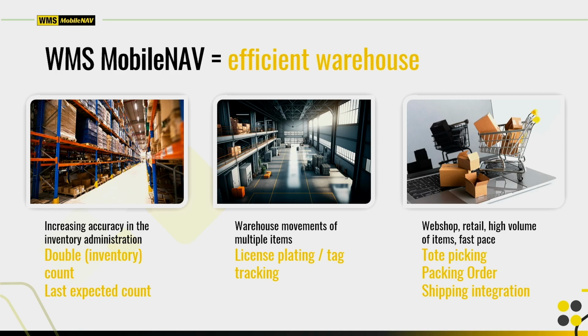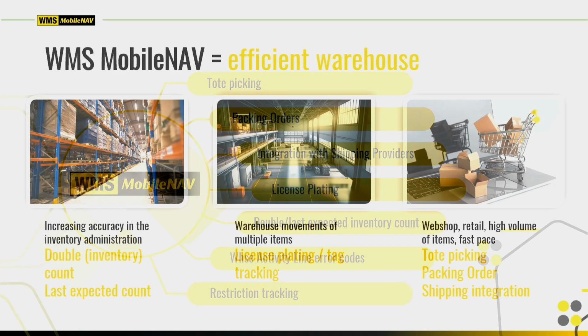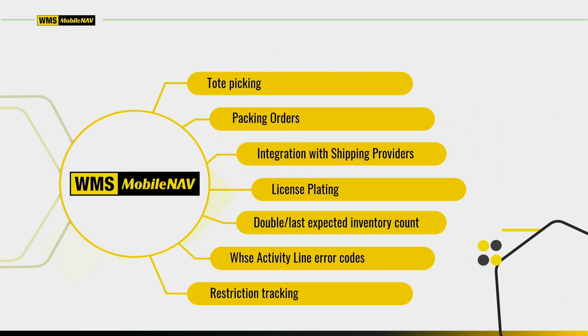And the third big area is where you need to handle very frequent and high volume of orders. We provide features that are ideal for web shop and retail scenarios. You can do the picking process for multiple orders and pre-sort them into totes. So with the packing orders, you can actually perform packing faster. And finally, you can ship the orders to the customers. We have a sophisticated shipping integration that you can use. So all these three things are part of WMS MobileNAV.